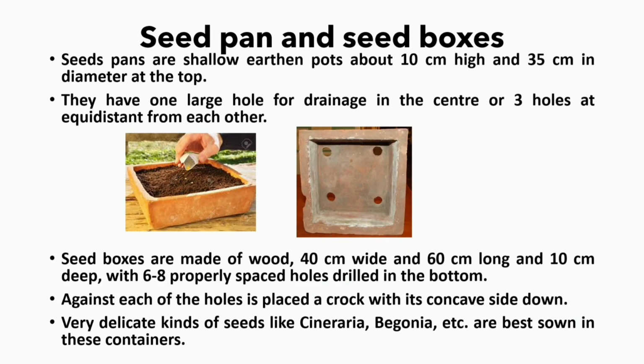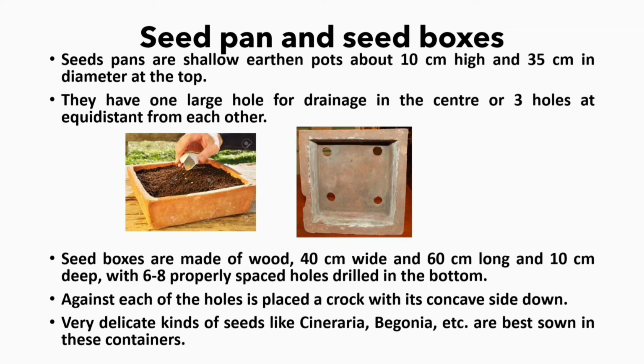Seed pans and seed boxes. Seed pans are shallow earthen pots about 10 cm high and 30 cm in diameter at the top. They have one large hole for drainage in the center or three holes at equidistance from each other. Next, we are going to see about seed boxes.